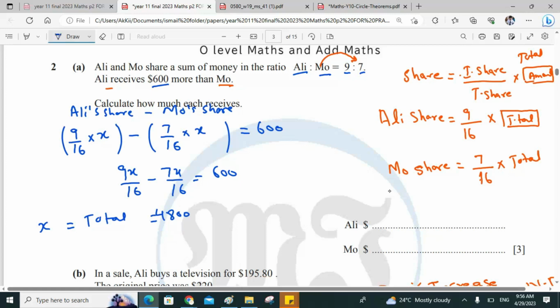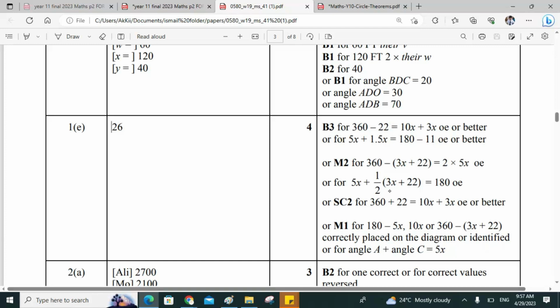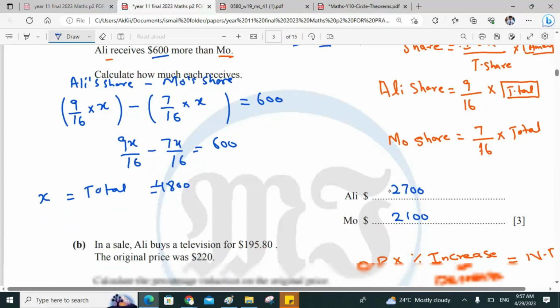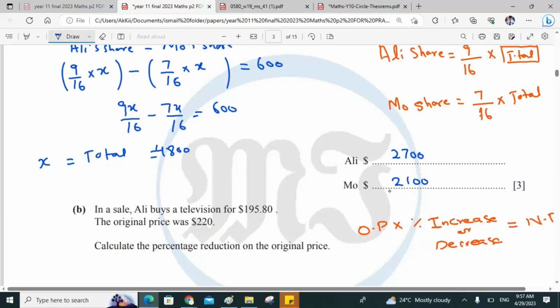So it will be 9 upon 16 multiplied by 4800, sorry. So it is 2700. This is Ali's share, 2700. And what about Mo's share? It is 7 upon 16, that is 210. Let me check the answer. 210, right? Is there anything you need assistance with? Up till here things are okay. Questions? Next question, next one.